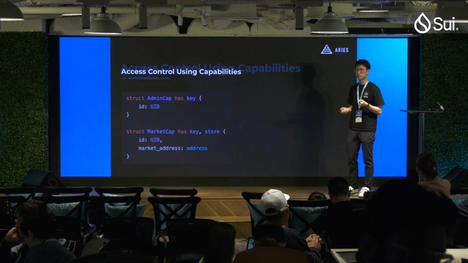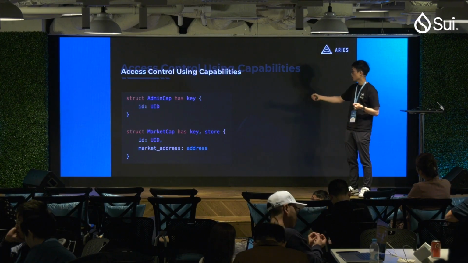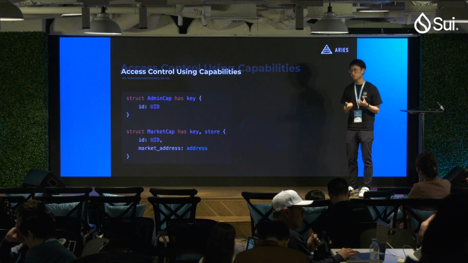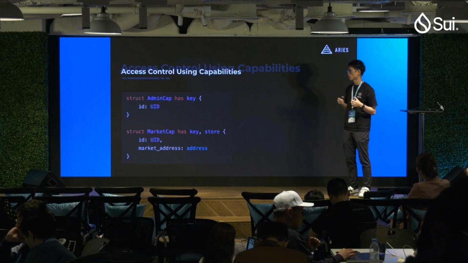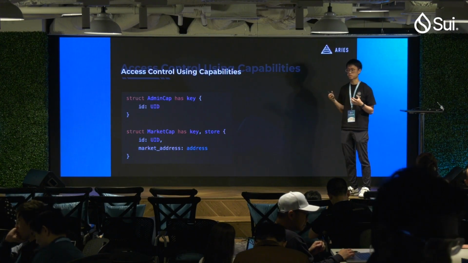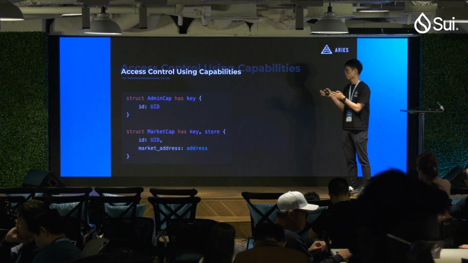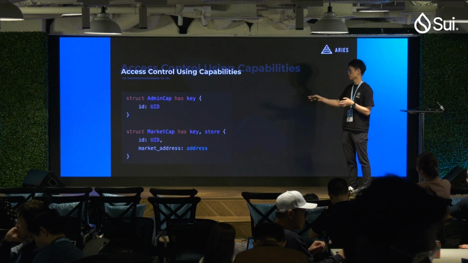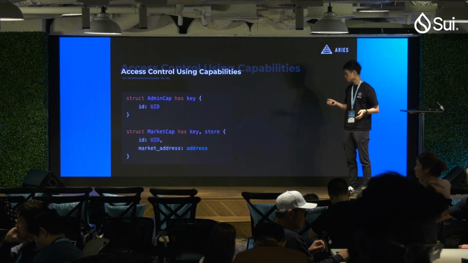So we use capabilities for access control. First, we have the admin capability, which corresponds to the privilege to create a new lending market. And we also have a market capability, which corresponds to the privilege of adding new reserves, so adding new assets that get supported in the market. And that corresponds to a specific market address.